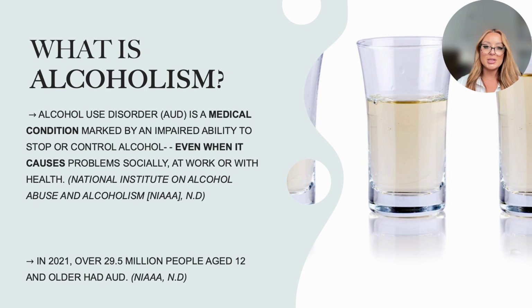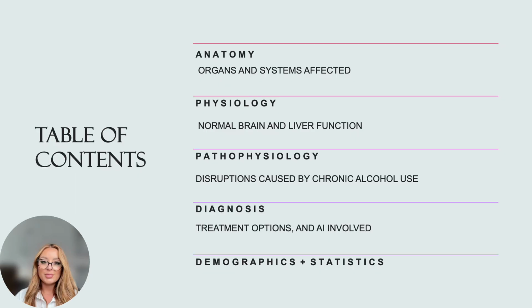According to the National Institute on Alcohol Abuse and Alcoholism, over 29.5 million Americans aged 12 and up were affected by this disorder in 2021. That's a huge portion of the population, and many go untreated or undiagnosed. This disorder affects the brain's reward system, self-control, and decision-making. Recognizing it as a medical issue, not just a choice, is an important first step in addressing it.